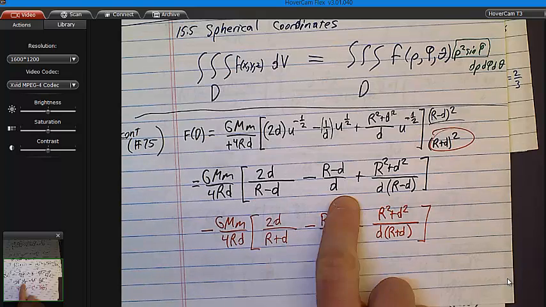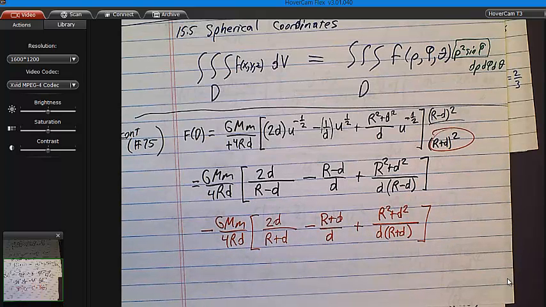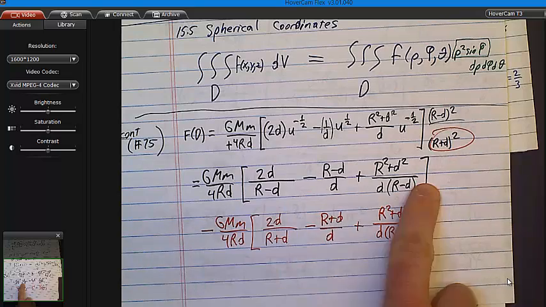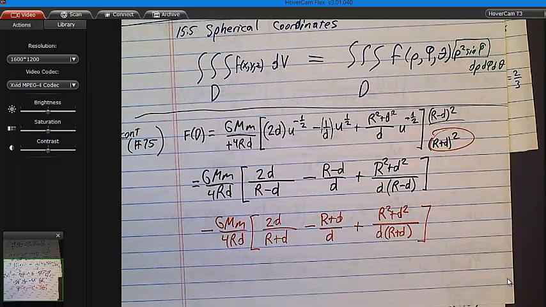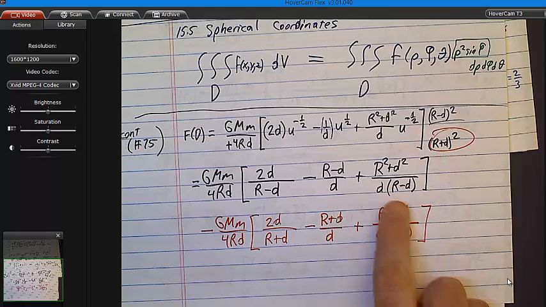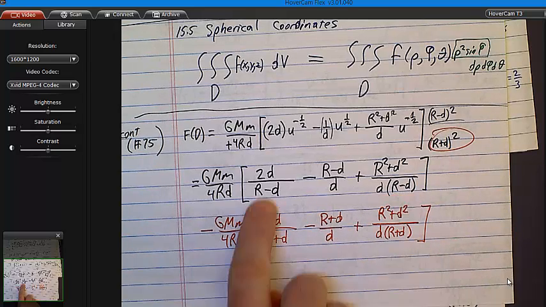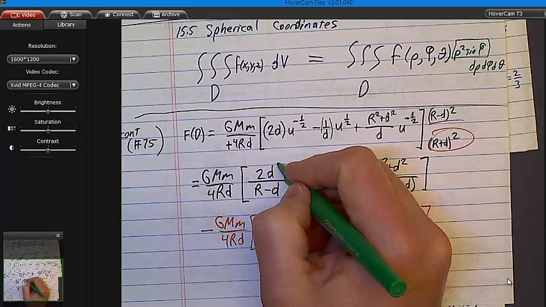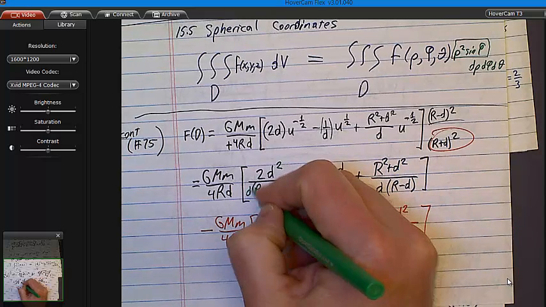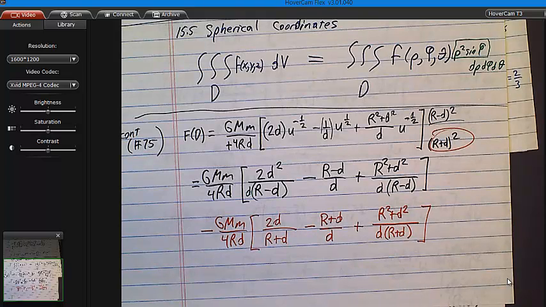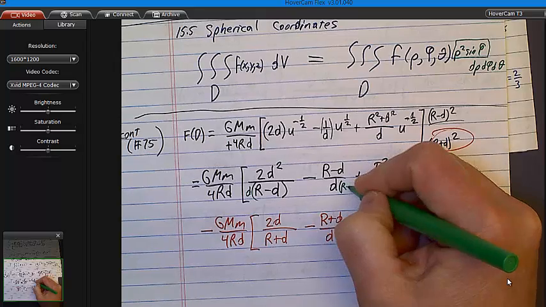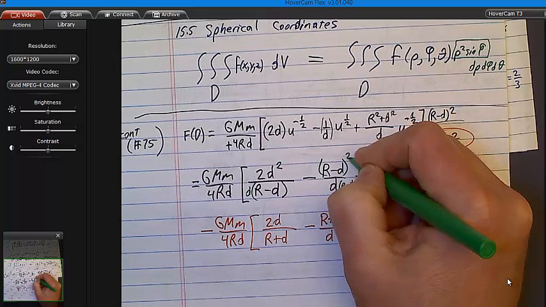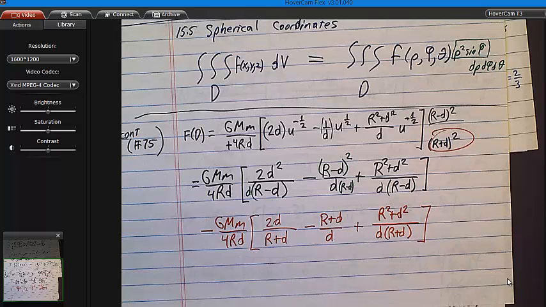Can you combine these fractions? Sure you can. What's the common denominator for these, the first three? d times r minus d, right? So like this one here, we just want to multiply it by d over d. Make that a d squared and put a d here. Yeah? The other one we want to multiply by r minus d over r minus d, so let's just make this squared. That's beautiful. That's working out really nice.